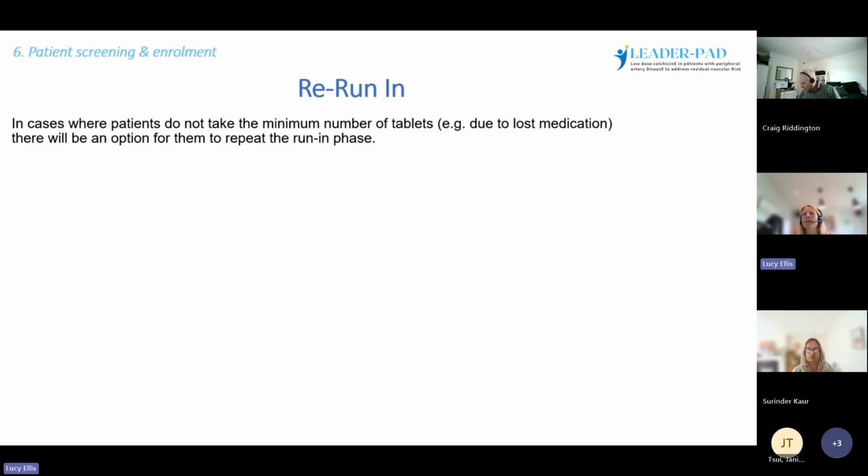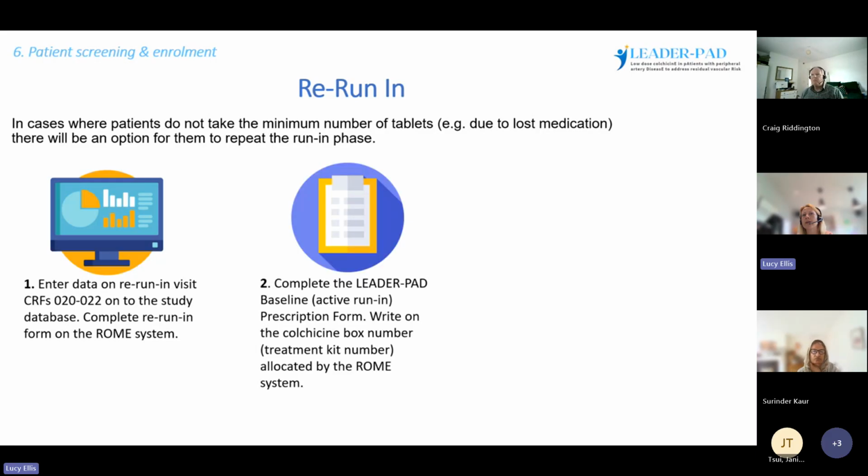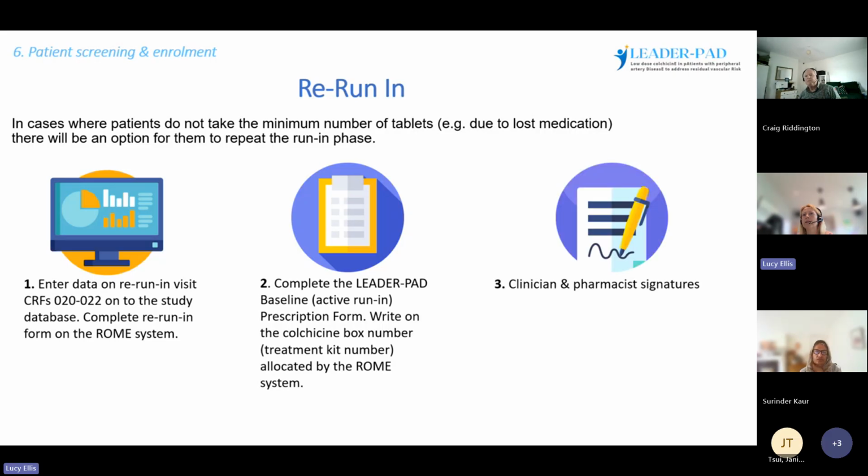For cases where patients don't take the minimum number of tablets, for example, because they've lost the medication, there is an option to repeat the run-in process for them. The same steps apply, but there are some additional rerunning CRFs that need to be completed. So you'd enter the rerunning CRFs onto the study database, complete a rerunning form on Roam, that online IMP management system, to get a kit number, complete a prescription with the kit number on, and then that gets signed off by the study doctors and pharmacy team.